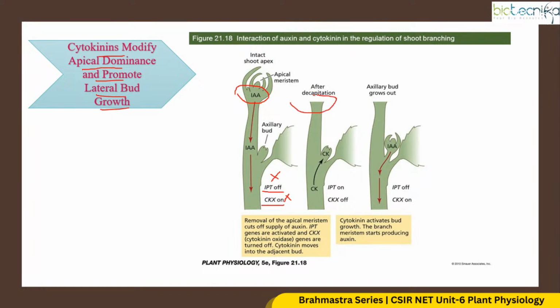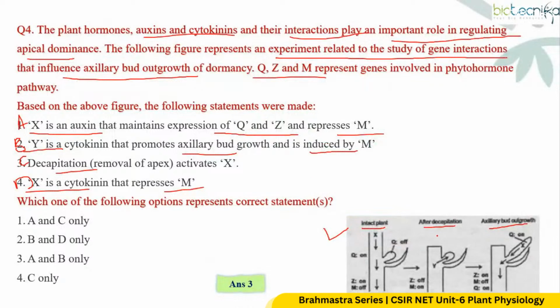Now, if you decapitate it, that means you remove the top portion, and you know that apical dominance means the top portion only, slowly cytokinin production increases. So obviously the IPT gene will be on and the oxidase enzyme will be off. But what will the cytokinin do? Once it reaches a particular level, it will induce the activation of auxin. Then IPT will be off and CKX will be on, going back to the first state. Exactly the same image is shown over here also.